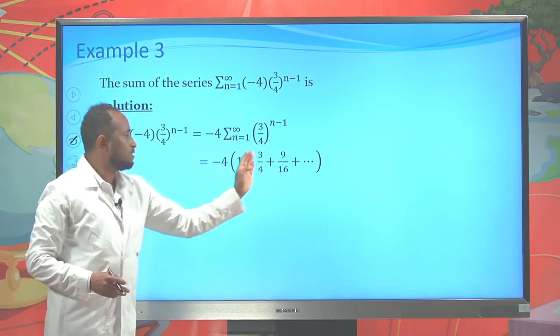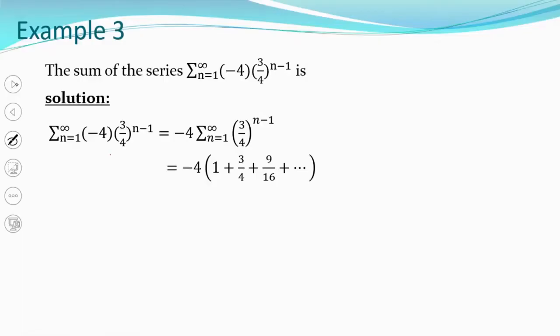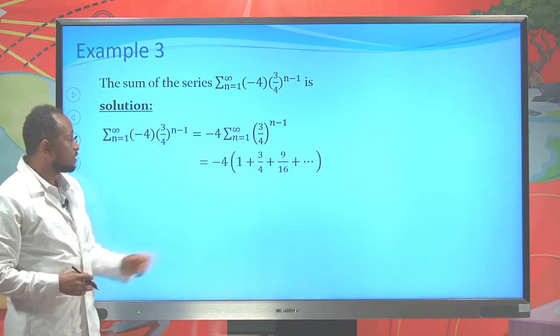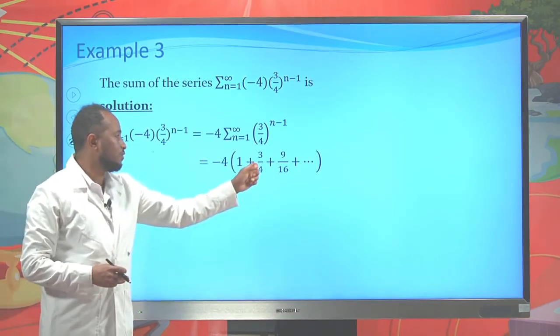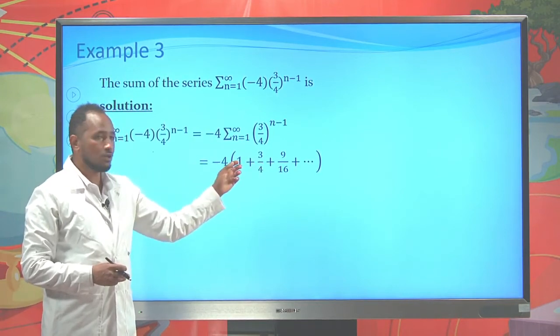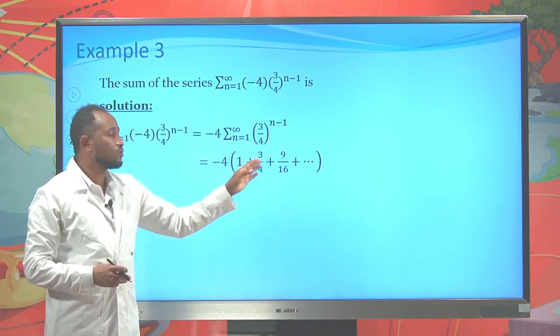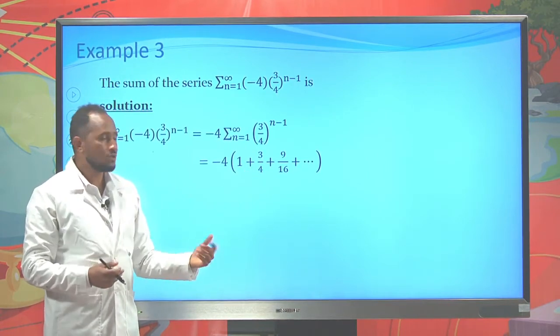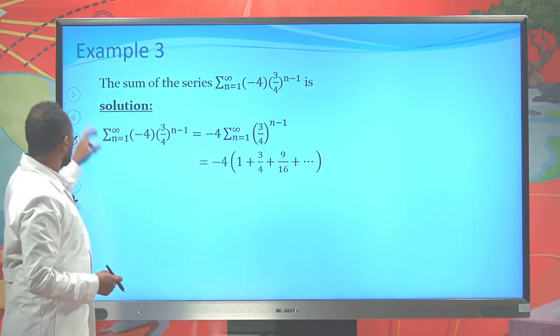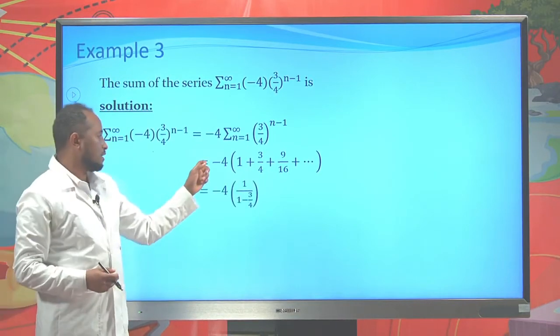So when you see this part, it is a geometric series with first term 1, and the common ratio, when you take the ratio of these two, it is 3/4. The ratio of these two also gives you 3/4. Therefore, the common ratio is 3/4. The first term is 1. So the answer will be this.